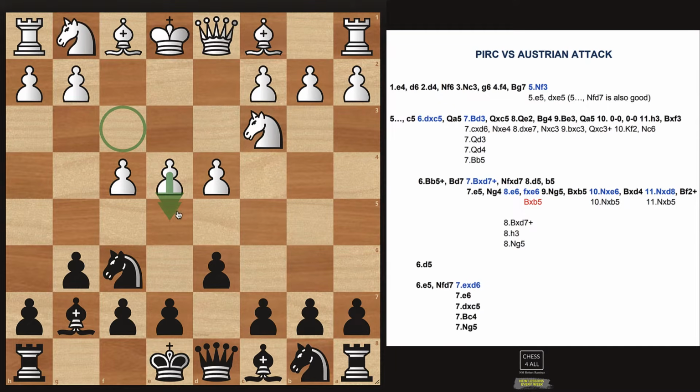Now, we already went over e5. If they go knight f3, then here you have to make a choice. Now, you saw what I typically do, which is pawn to c5, and I'm going to recommend this one. We're going to focus on this variation. This is what I play.